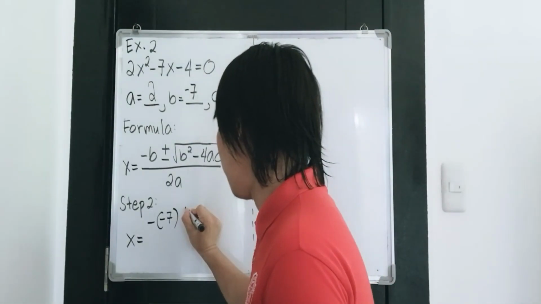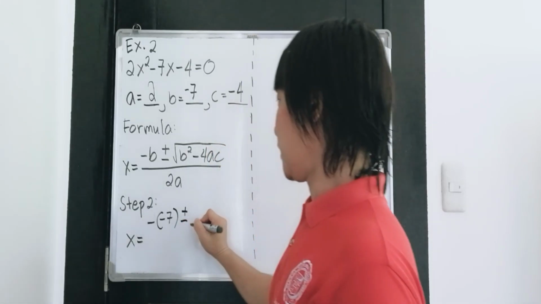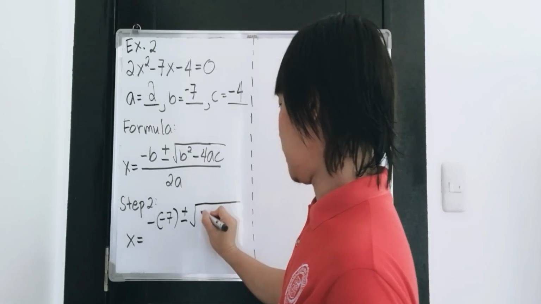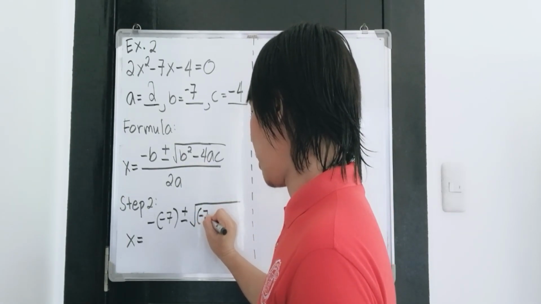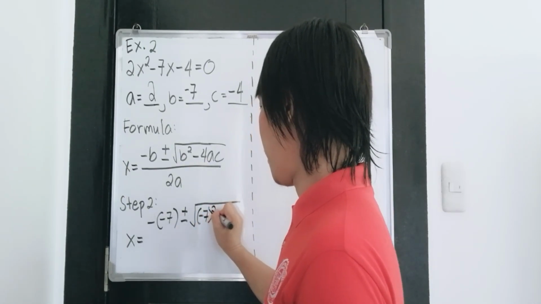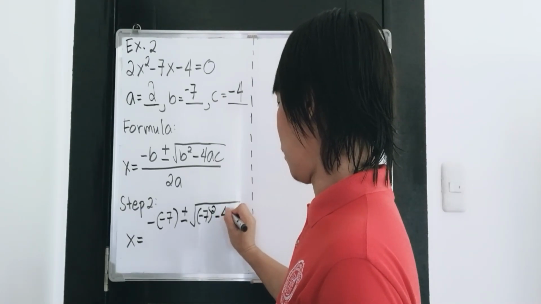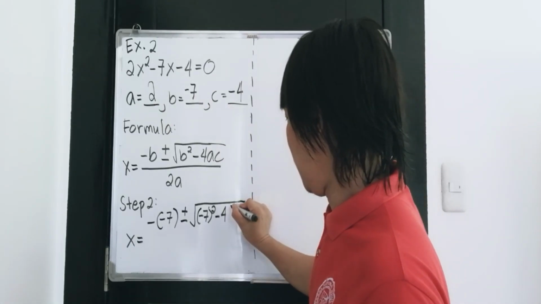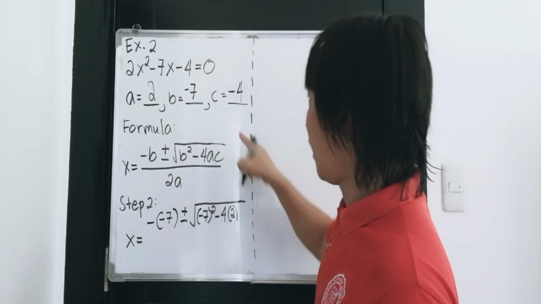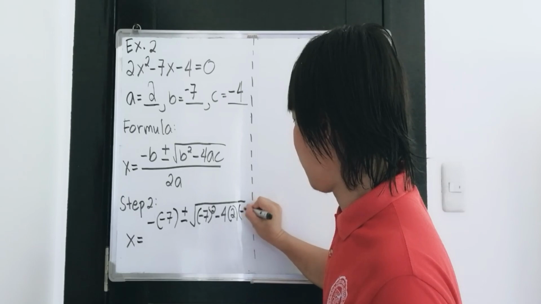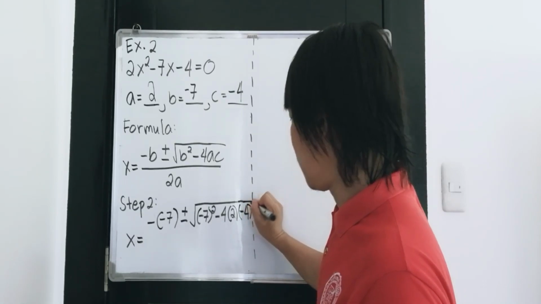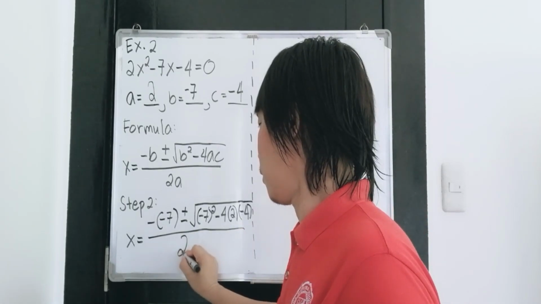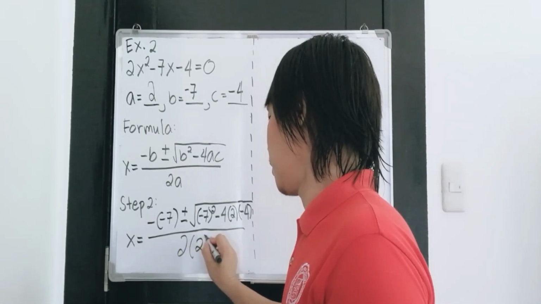Then followed by your plus and minus symbol, then the square root of, substitute all the letters with their numbers, b squared, negative 7 squared, minus 4, then your a is 2, and your c is a negative 4, divided by 2 times 2.